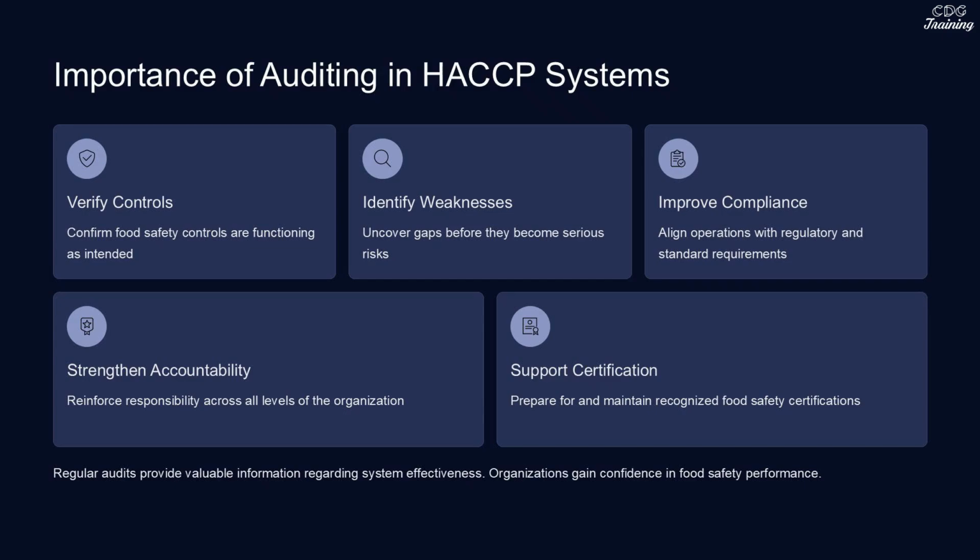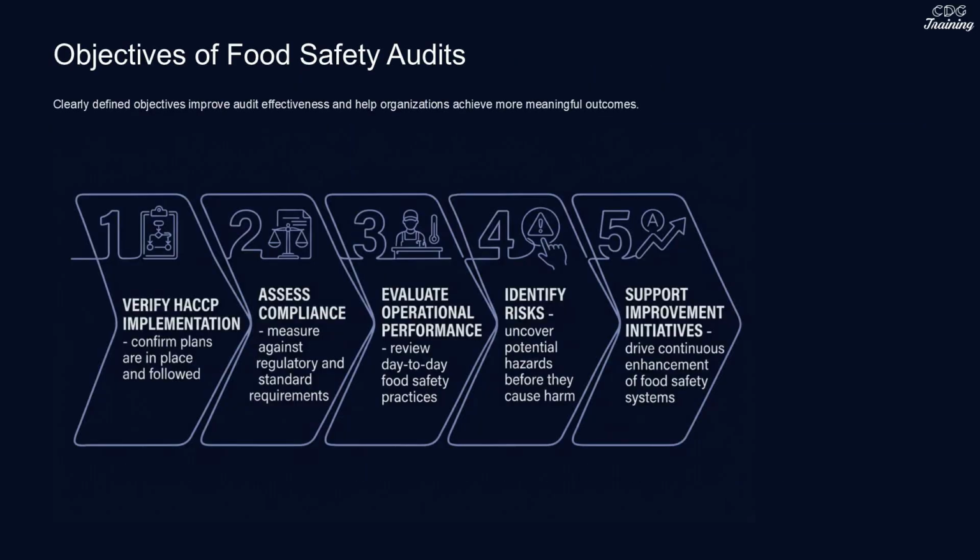Regular audits provide valuable information regarding system effectiveness. Organizations gain confidence in food safety performance by verifying controls, identifying weaknesses, improving compliance, strengthening accountability, and supporting certification. Clearly defined objectives improve audit effectiveness and help organizations achieve more meaningful outcomes. Objectives include verifying HACCP implementation, assessing compliance, evaluating operational performance, identifying risks, and supporting improvement initiatives.